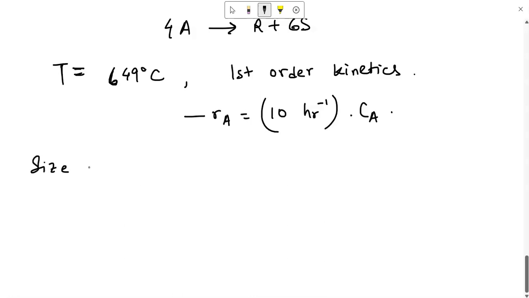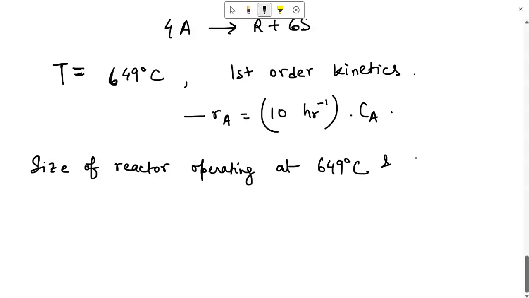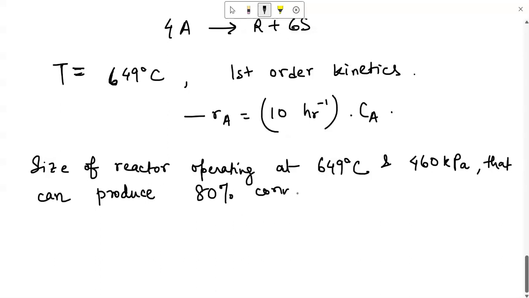The design question for us is the size of the reactor. Here the reactor type is a steady state plug flow reactor operating at 649 degrees Celsius and 460 kilopascal, that can produce 80% conversion of feed.